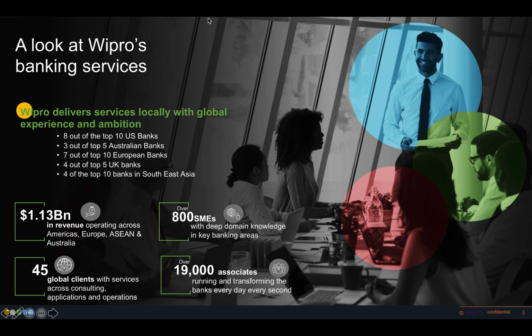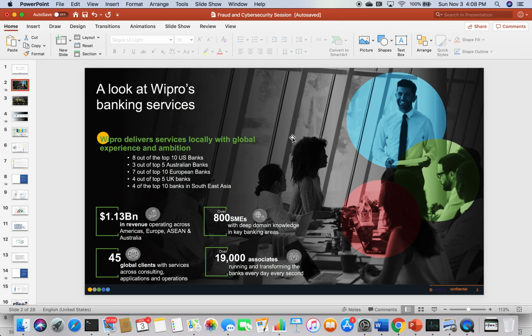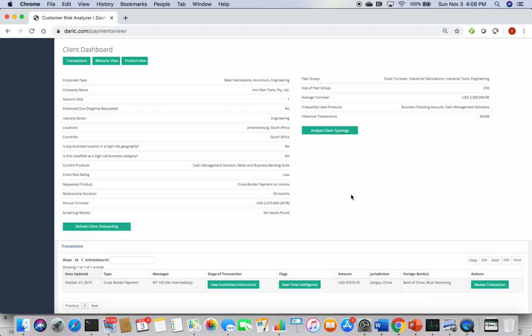What does this look like in a real example? Well, we can take a look at an example of a typical transaction. In this particular case, we have a great deal of information about our client, who is in fact a corporate specializing in industrial fabrications and tools, and who transacts with a particular type of counterparty set. We see here that instructions have been submitted in the form of an MT103 with no intermediary, requesting the remittance of funds, $37,372.45, to the Bank of China.